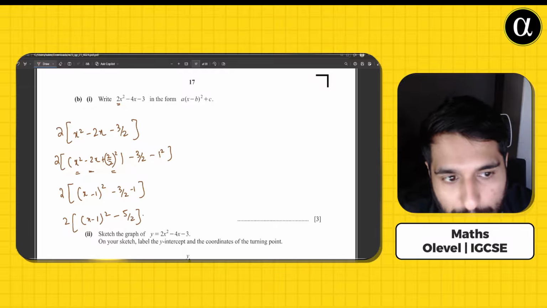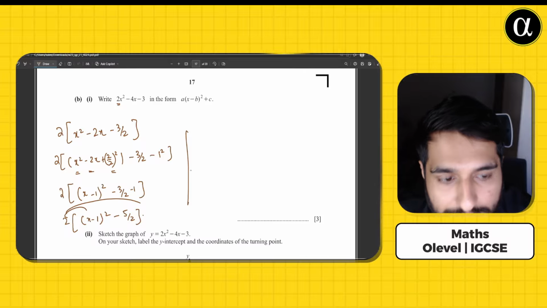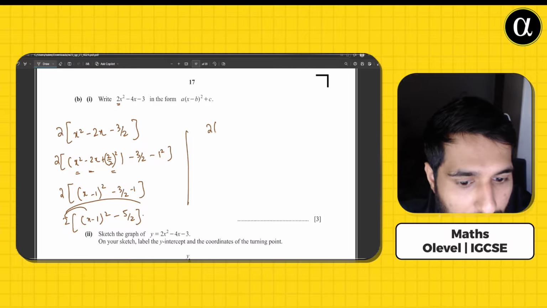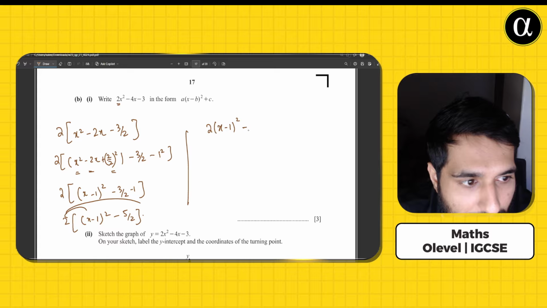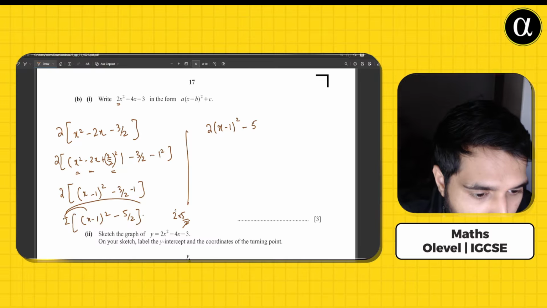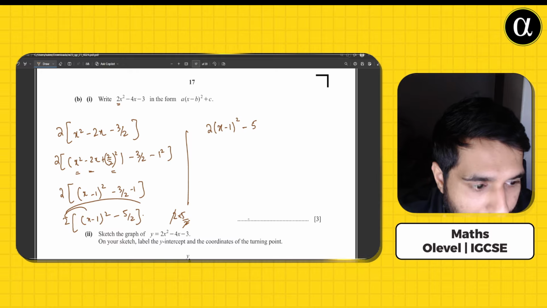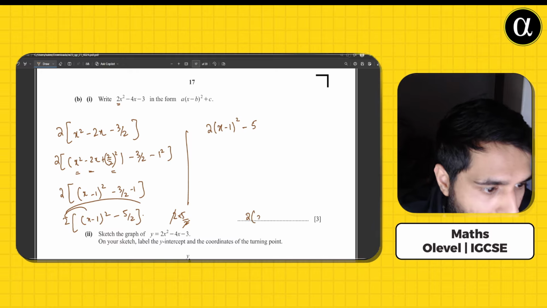And now what do we do? We open this square bracket again, and when we open this, it's going to be 2 times x minus 1 squared minus 2, and 2 will be multiplied, so it will be minus 5. So it's basically 2 into 5 over 2, where 2 and 2 get cancelled. So it will be minus 5, and this is what we get as the answer in the format 2 times x minus 1 squared minus 5.